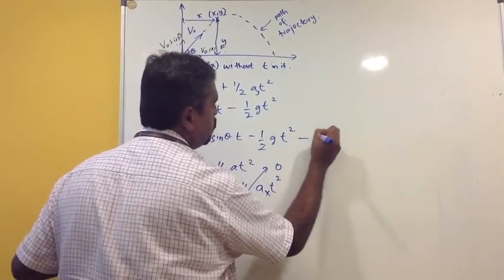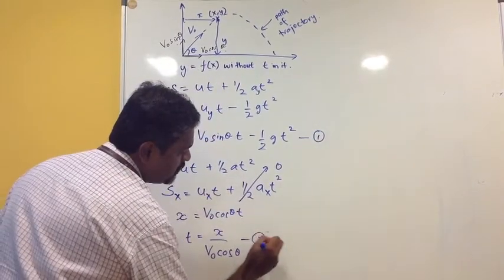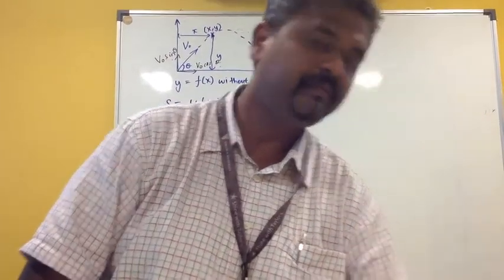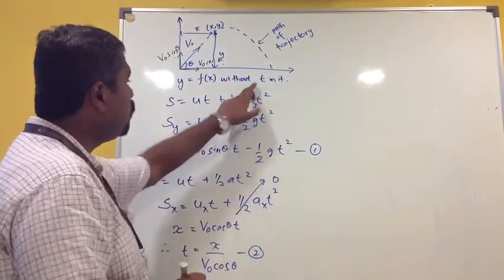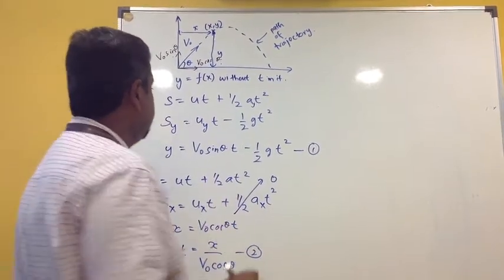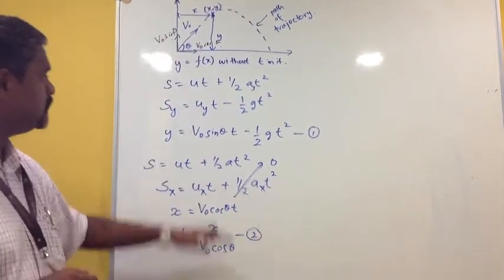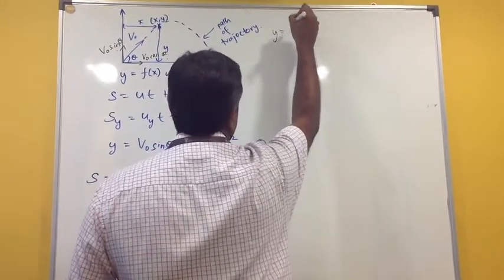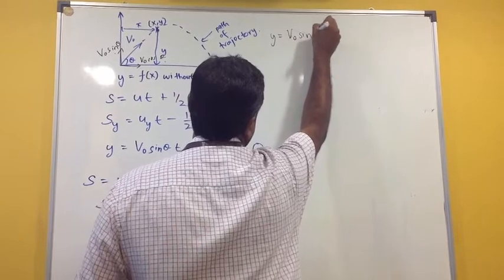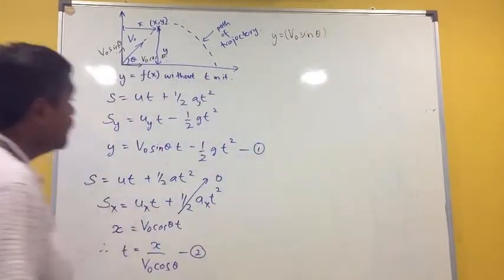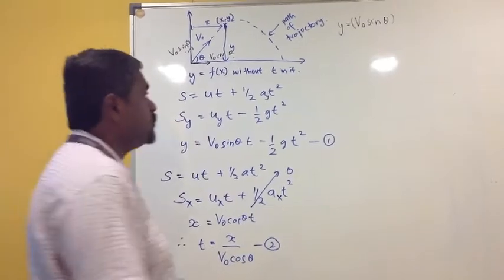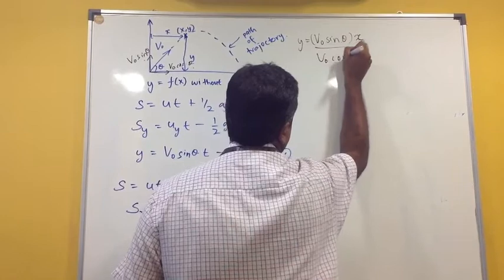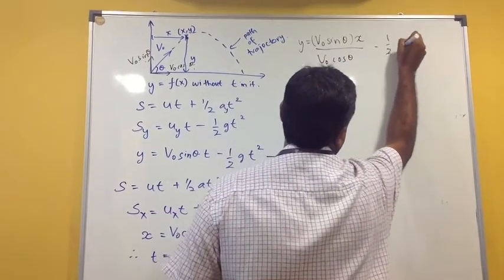Okay, let's call this equation 1, let's call this equation 2, and let's see what we get when we replace equation 2 into equation 1. Since we don't want t in our equations, upon replacing equation 2 into equation 1, we have an equation that looks something like this. y equals v0 sine theta, where t here would be x over v0 cos theta, so x over v0 cos theta, minus half g.